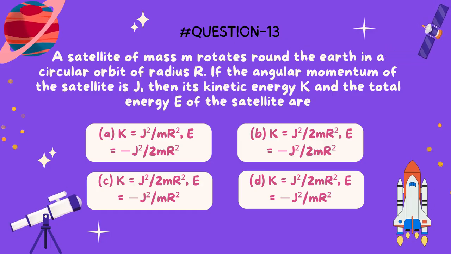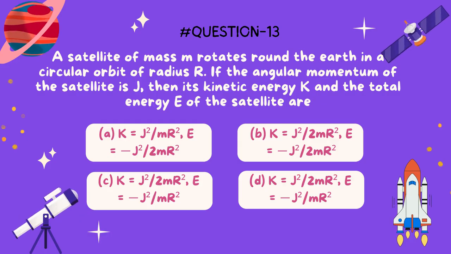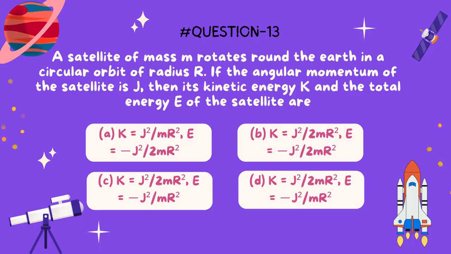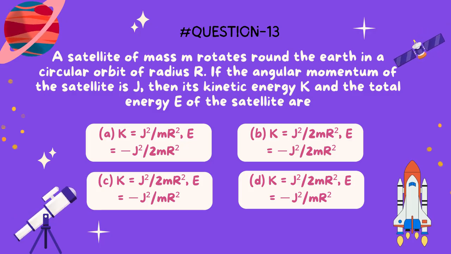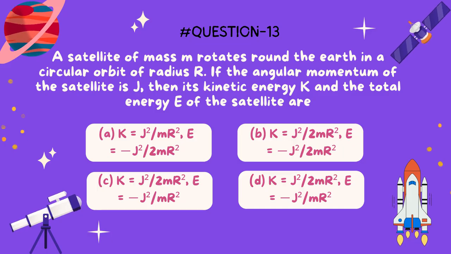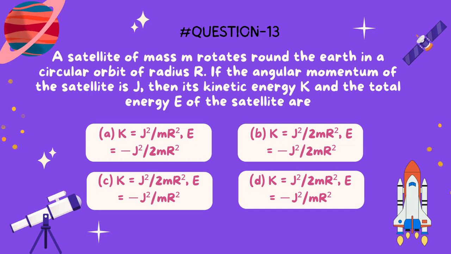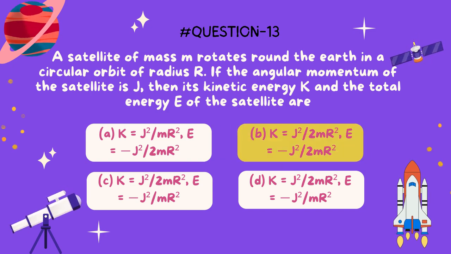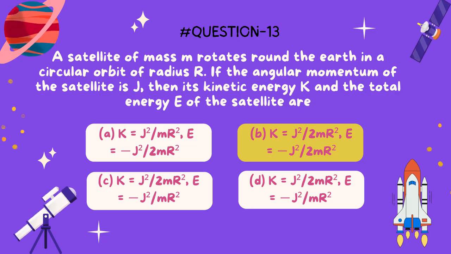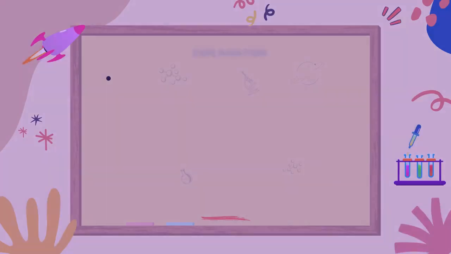C. K equals J squared divided by 2 times m times R squared, E equals negative J squared divided by m times R squared. D. K equals J squared divided by 2 times m times R squared, E equals negative J squared divided by m times R squared. Correct answer: B. K equals J squared divided by 2 times m times R squared, E equals negative J squared divided by 2 times m times R squared.